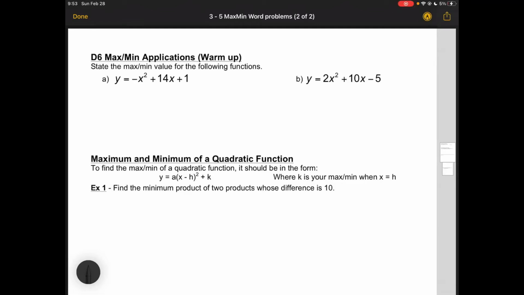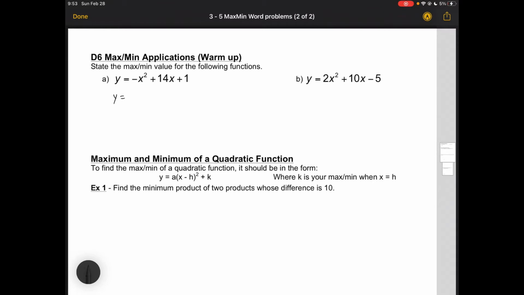This video goes over maximum and minimum word problems. In order to be able to determine the maximum or minimum value for a quadratic, you need to be able to get the given function into vertex form. So let's practice that here.